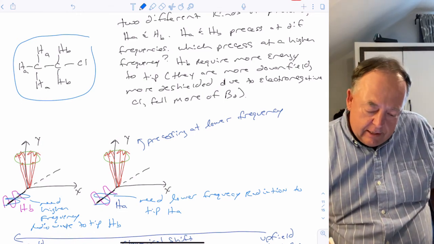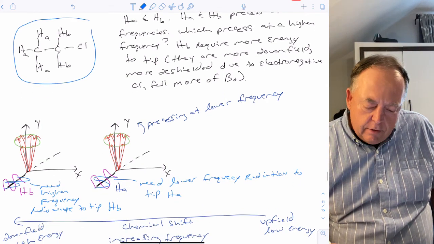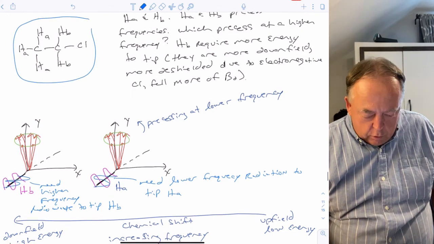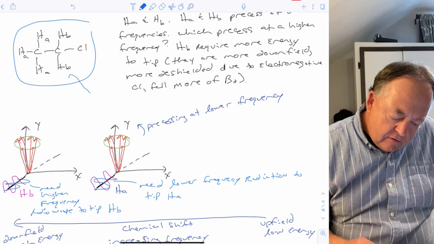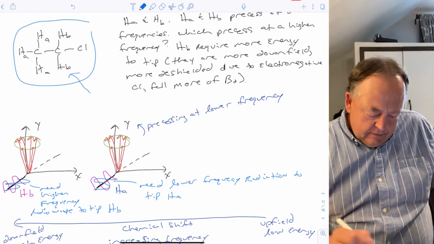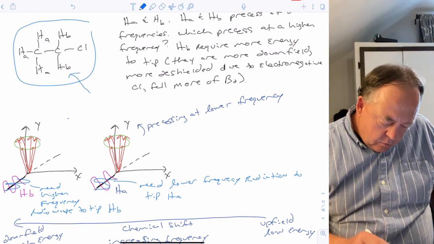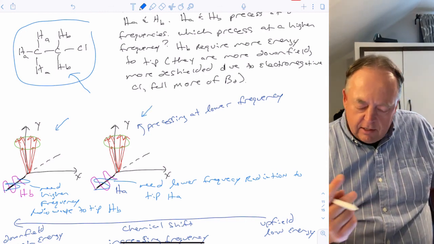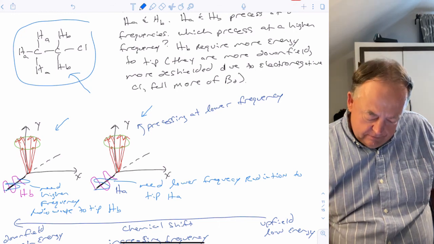So which is precessing at a higher frequency? Well, that would be the one that requires higher energy to do a spin flip. Which one is going to require more energy to do a spin flip? That would be HB. So HBs are represented here, HAs are represented here. They're each precessing about that y-axis at a different frequency.